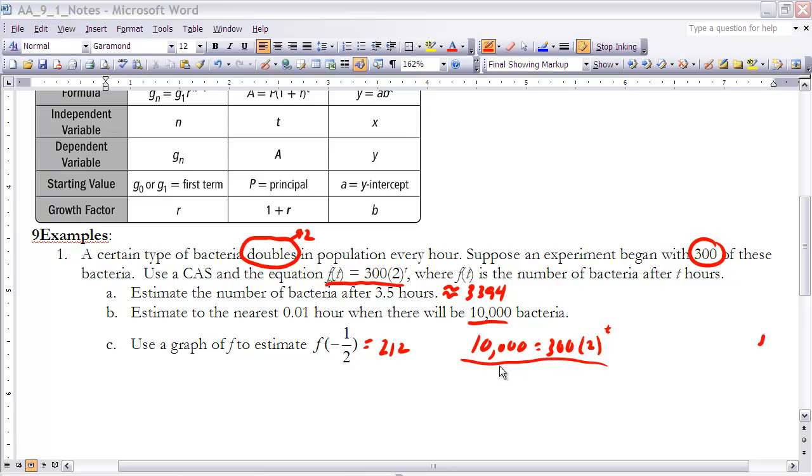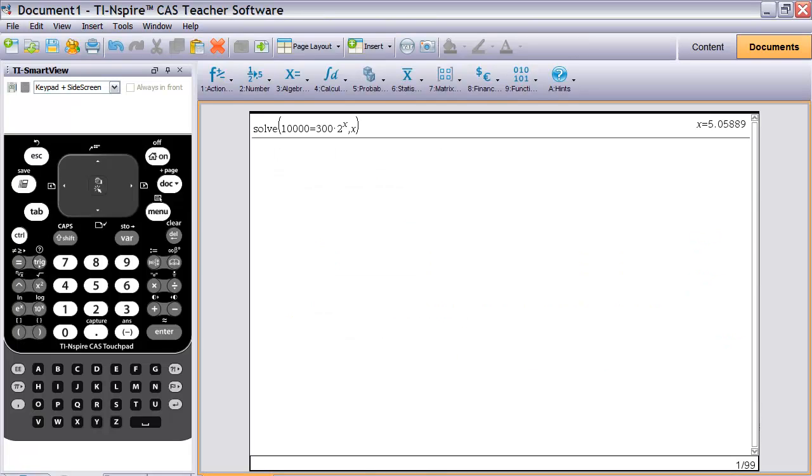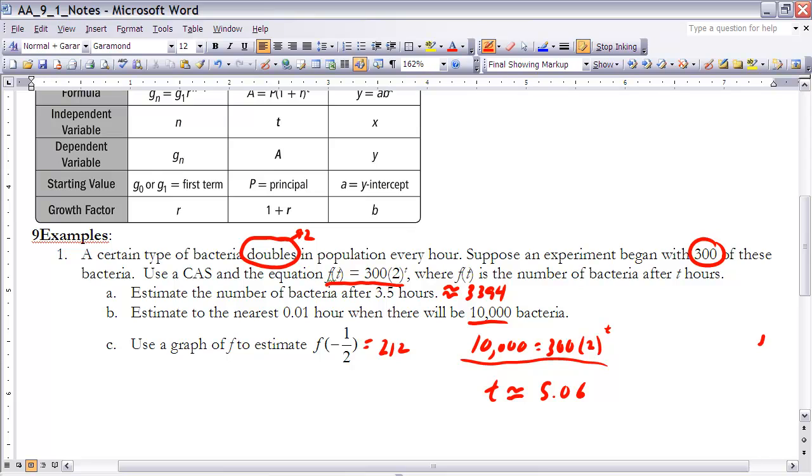I'm letting 10,000 be equal to the value of the function, because remember the value of the function is the number of bacteria. So I'm going to come over to my calculator and just solve that equation because I don't have a way to algebraically solve for that yet. So I can say solve this for x, and if I do that I get, to the nearest hundredth, 5.06. So my t value would be about 5.06 hours until we hit 10,000 bacteria.